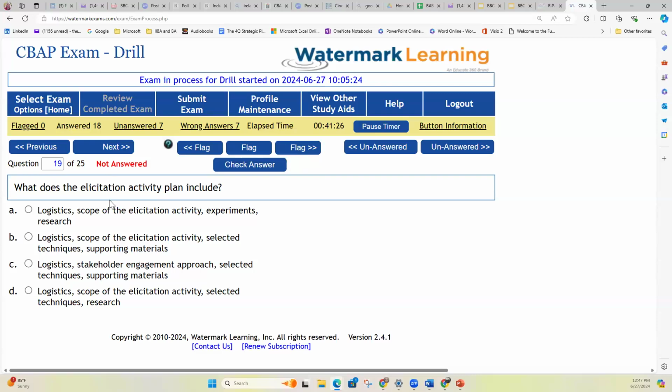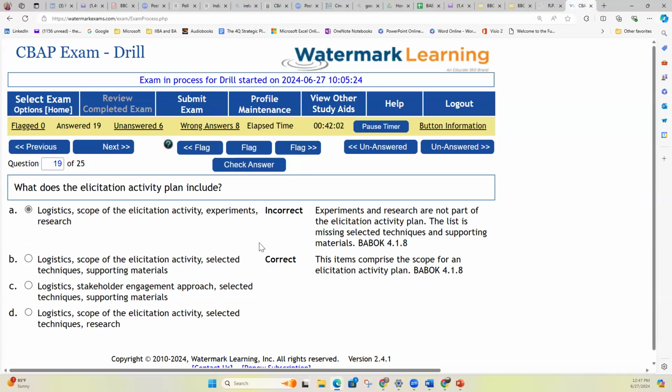What does the elicitation activity plan include? Is it logistics, scope of elicitation activity, experiments and research; logistics, scope of elicitation activity, selected techniques and supporting materials; logistics, stakeholder engagement approach, selected techniques and supporting materials; or logistics, scope of elicitation activity, selected techniques and research? A. Why do you like A? I'll go with A.